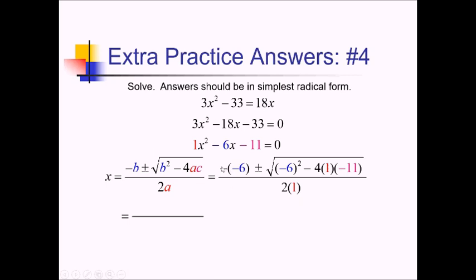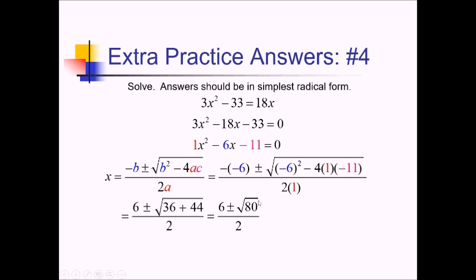Simplifying, we have 6 on the outside, and on the inside we have plus or minus square root of 36. And then, let's see here, we have negative 4 times negative 11. That's coming out to plus 44. All of that over 2. 36 plus 44 is 80.